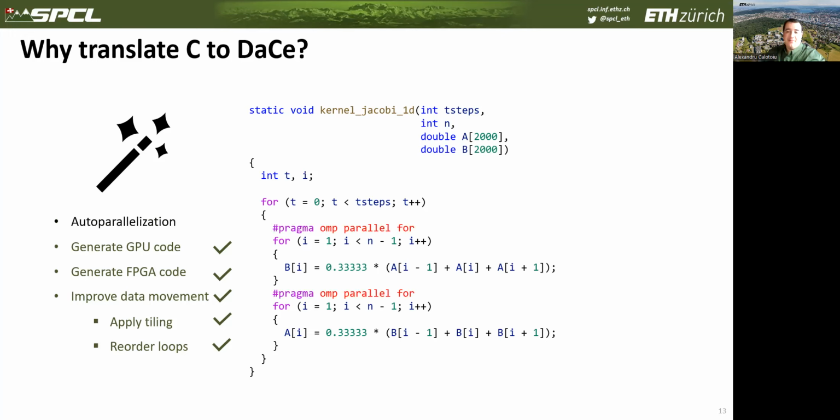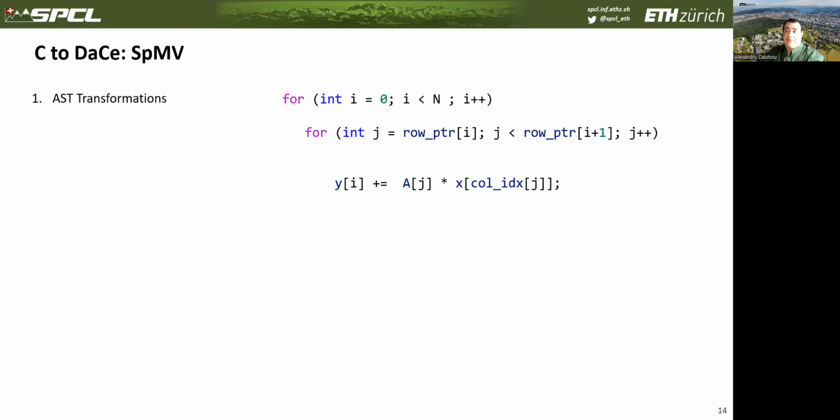For example, in this case, adding pragma parallel for loops. Now, this is a very simple example. So for showing how to lift code from C to DaCe, let's try a more complicated example. Sparse matrix vector product.